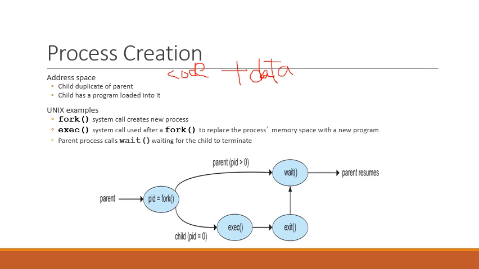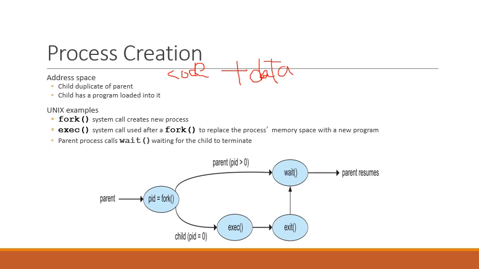The second option is that the child has a different program loaded into its address space. So in this case, the child will have different code from the parent code, as well as different data as compared to the parent data. So the child will have a different program and data loaded into its address space.